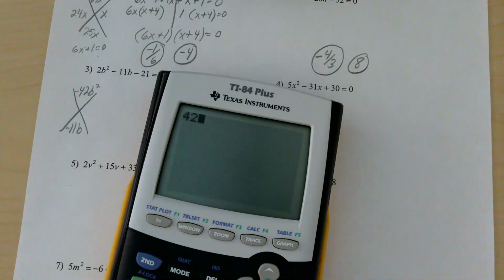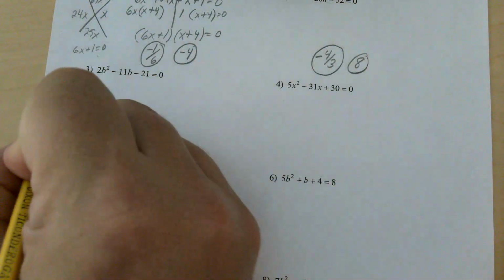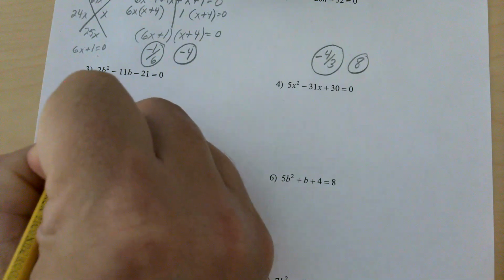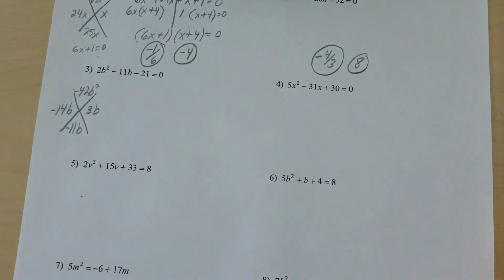You can try dividing it by 2: 21 and 2, one's going to be negative, one's going to be positive, but I can't get a negative 11 out of that. So I'll try 3, and I see 3 times 14 is 42, and I can get a negative 11 if I make the 14 negative. That's the game we have to play.